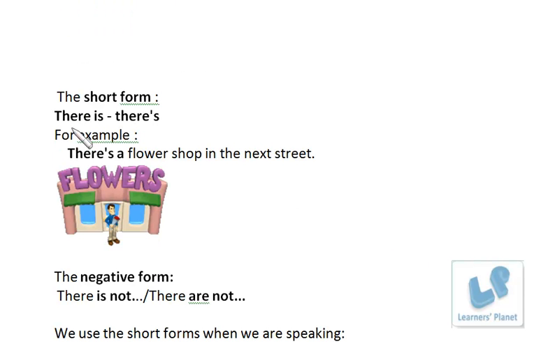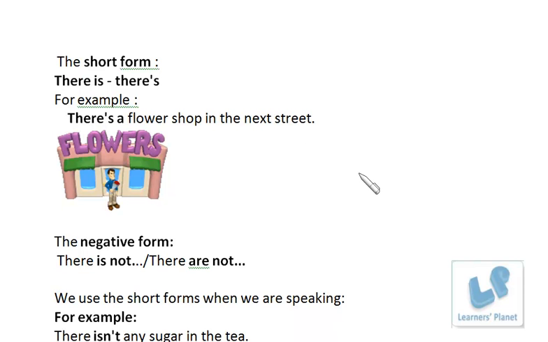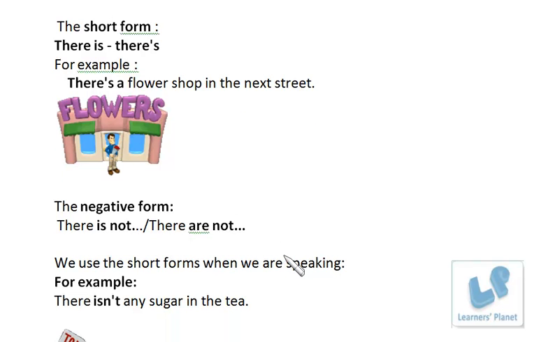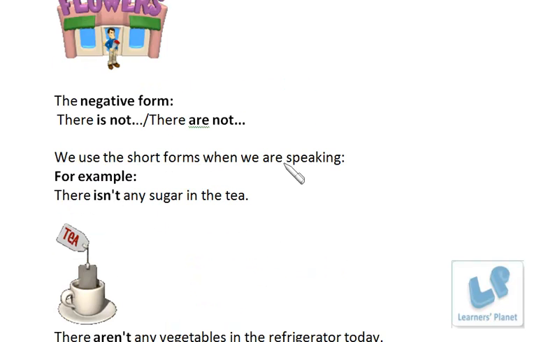नाउ शॉर्ट फॉर्म. द शॉर्ट फॉर्म ऑफ देयर इज दिस, right? There's a flower shop in the next street. Negative form, there isn't or there aren't. Okay, now we use the short forms when we are speaking. For example, there isn't any sugar in the tea. चाय में शक्कर नहीं है, शुगर नहीं है.